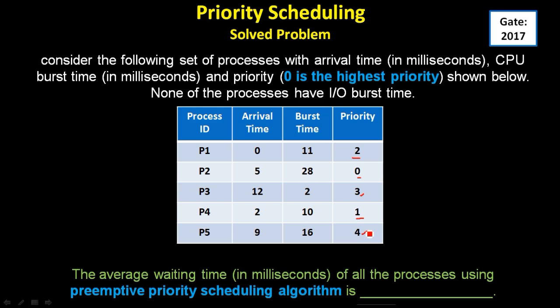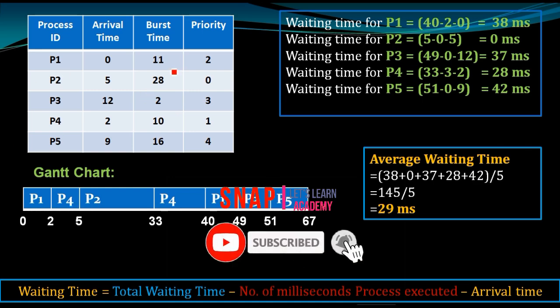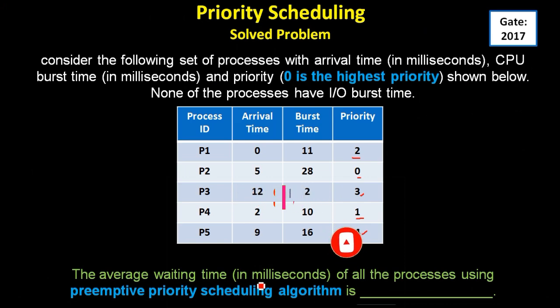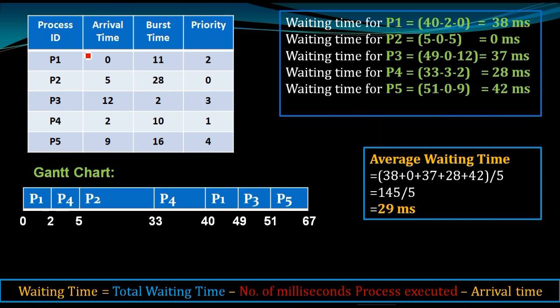First of all we have to prepare the Gantt chart to solve this problem and find out the average waiting time of all the processes. They have mentioned we have to use the preemptive priority scheduling algorithm. So in priority scheduling we follow preemptive priority scheduling, and based on that we prepare the Gantt chart, considering the arrival time of the processes.